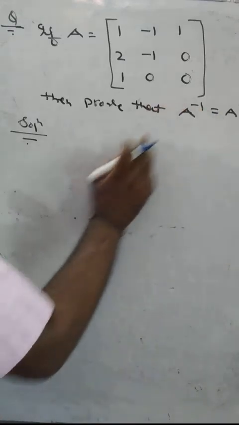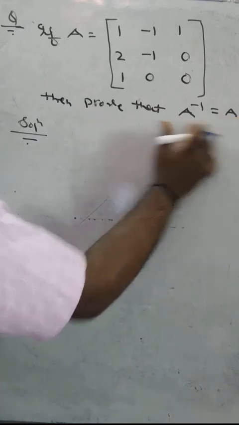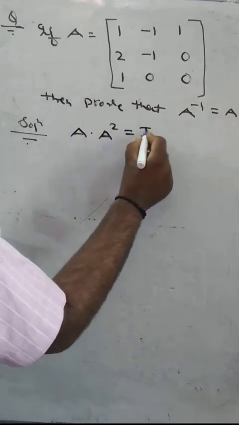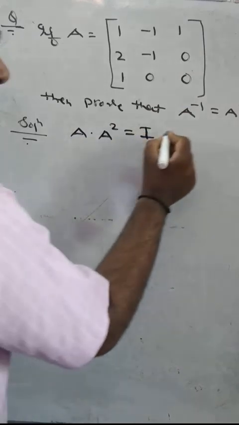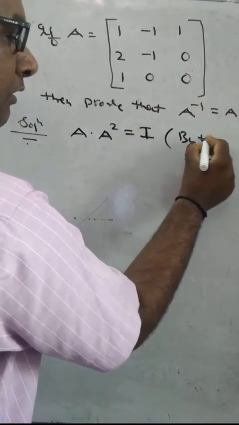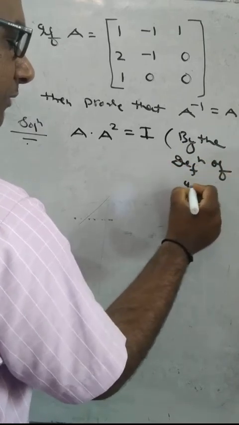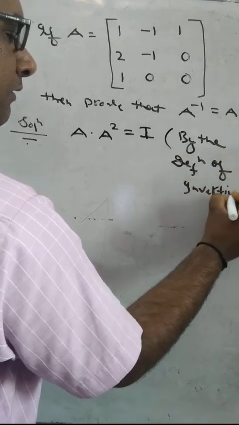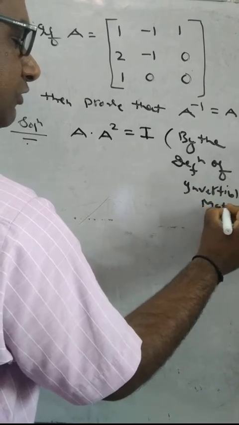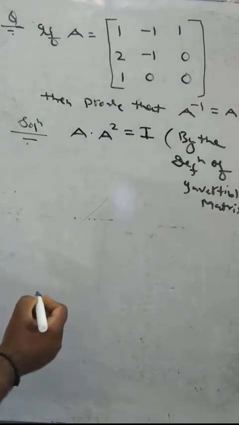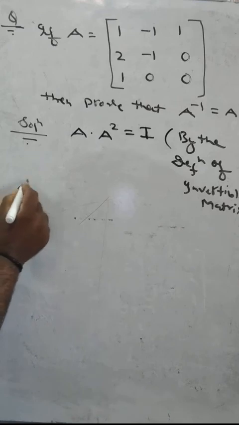See, in order to prove A inverse is equal to A square, we can prove that A into A square is equal to identity matrix by the definition of invertible matrix. Directly we are using the concept of definition of invertible matrix. So first of all, we have to find A square.